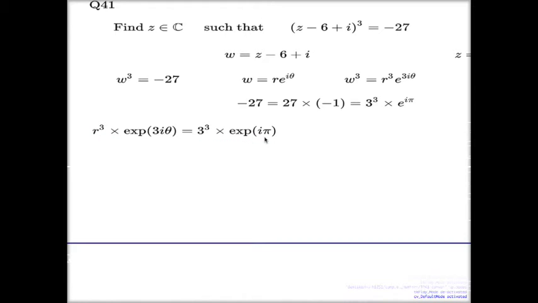And then you just equate radius to radius and argument to argument, but with the argument you remember we need to make an adjustment, because the argument isn't unique for a complex number.